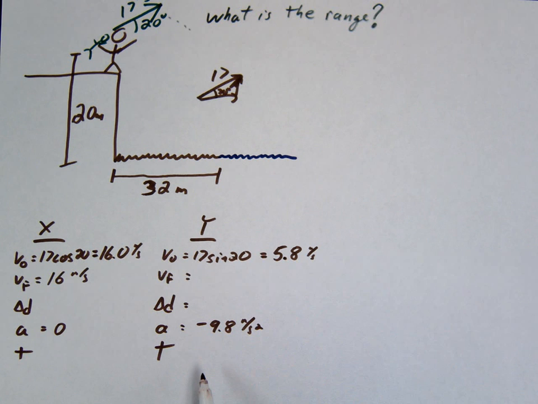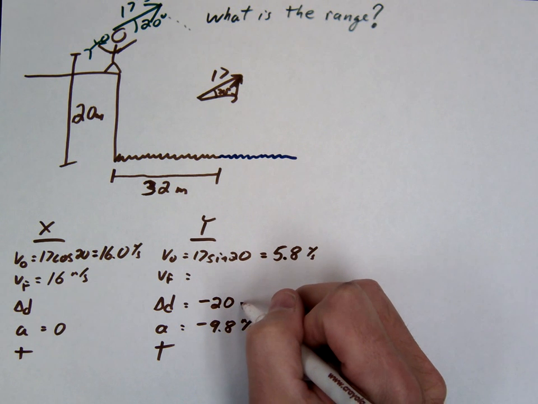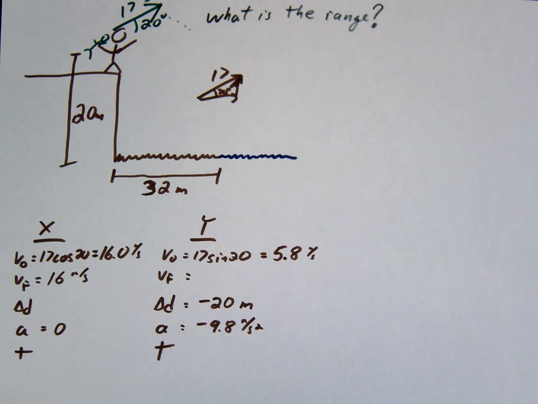Now I am missing one given. What's that? Displacement in Y. What is the displacement in Y? Negative 20. Now the negative is important here, so make sure you have your negative value here. So that gives us our three things. We should be able to find our time, and then we know the time, and then we can find D.